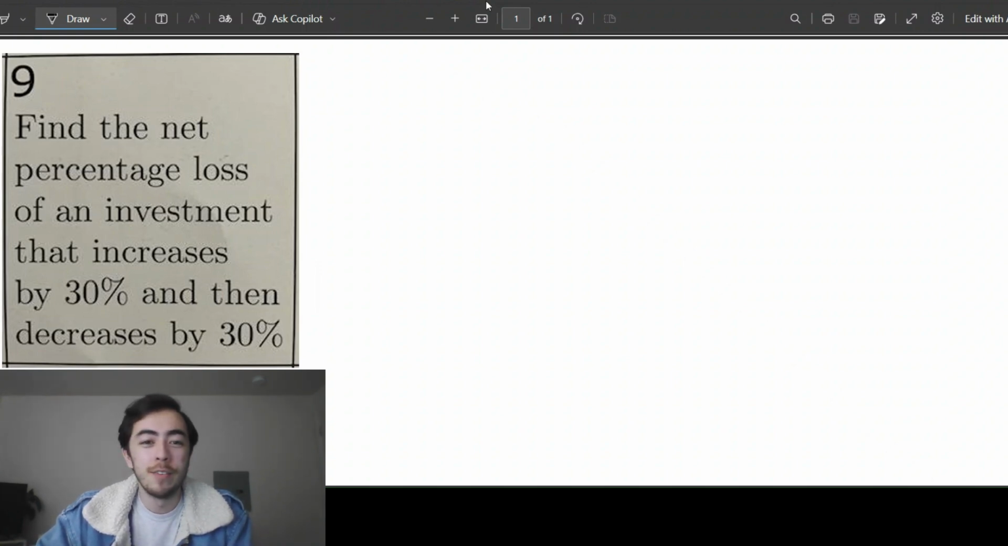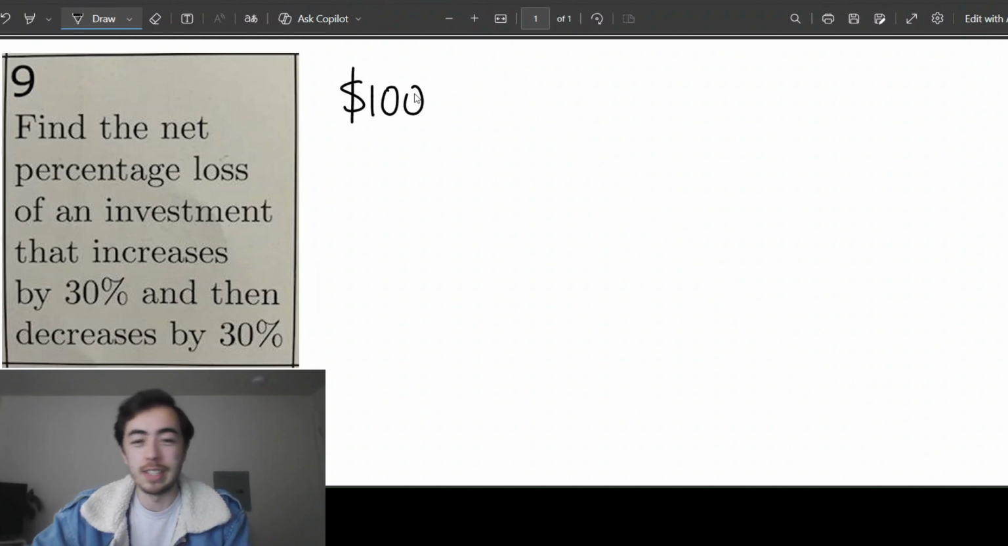The first way is we could just assign a value to our investment, and let's just pick $100 because that seems like an easy, reasonable value. And we can just compute the 30% increase and decrease directly on this value and see what happens.